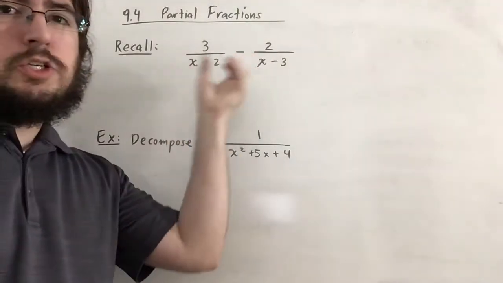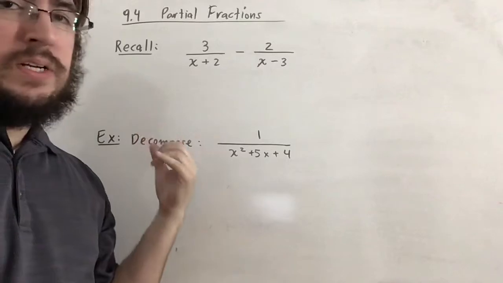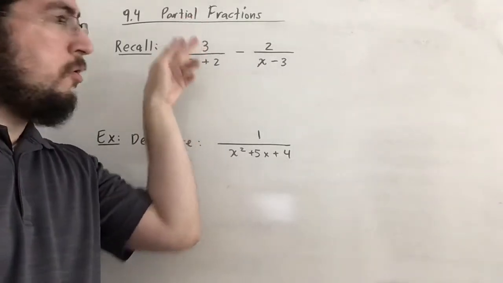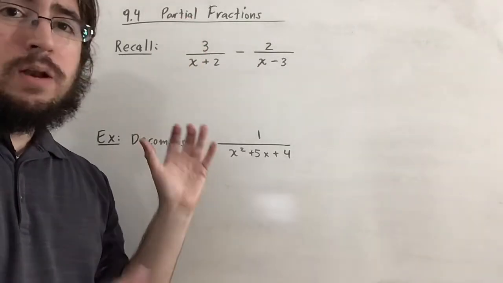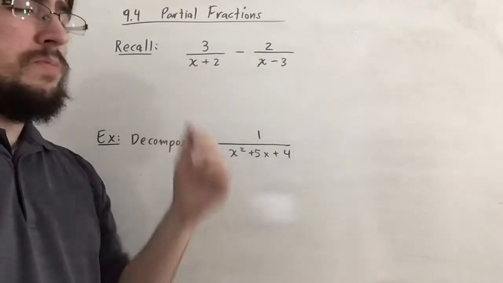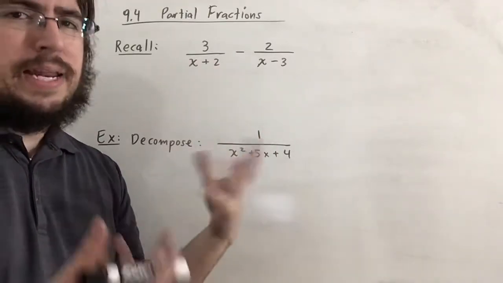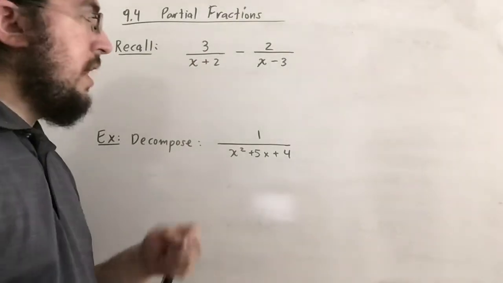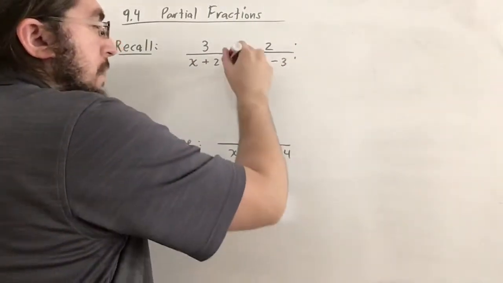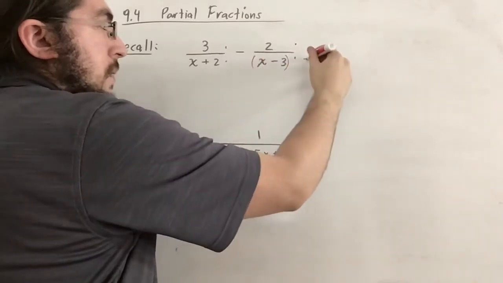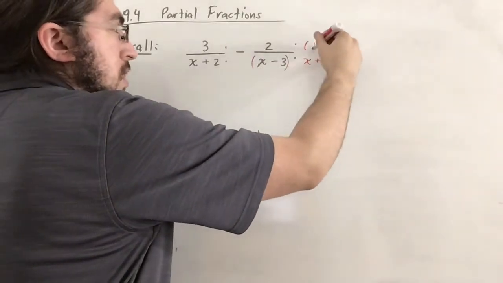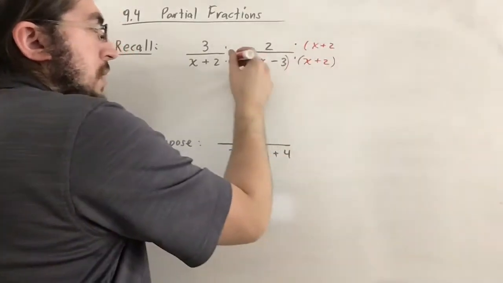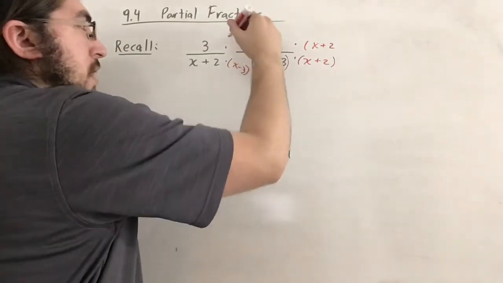So we have these two rational functions, so basically a polynomial over another polynomial, and we can combine them. In this case we're subtracting, but usually we'll be adding, but it doesn't really matter. Adding and subtracting is kind of the same thing. So to do that, I'm going to multiply top and bottom by the opposite denominator. Here I'm going to multiply top and bottom by x plus 2, and here I'm going to multiply top and bottom by, of course, x minus 3.